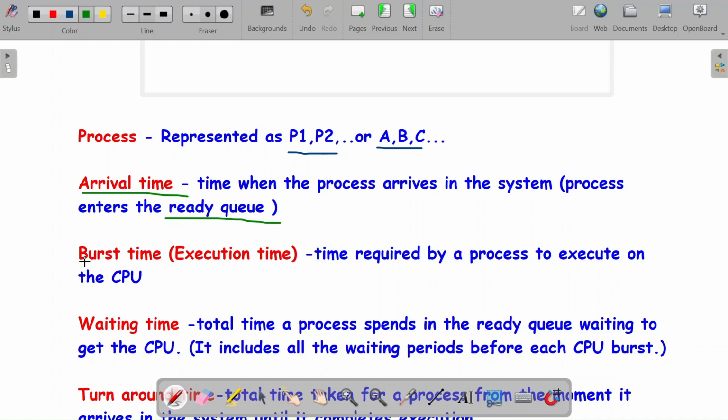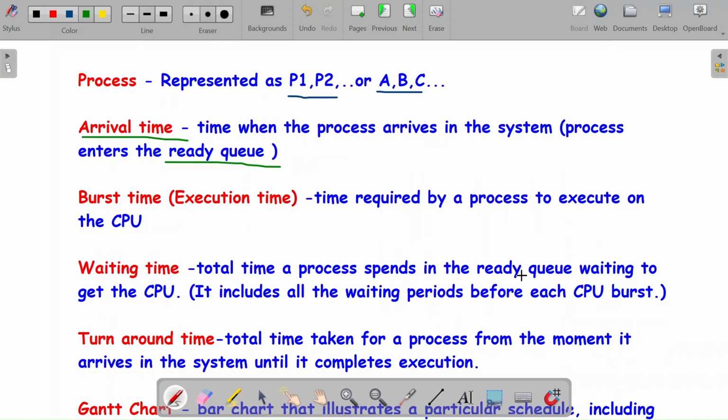And the next one is the burst time or execution time. It is the time required by a process to execute on the CPU. What we learned earlier is the CPU burst, the time it takes for the computations and the calculations. That actual time it needs the CPU is the burst time.